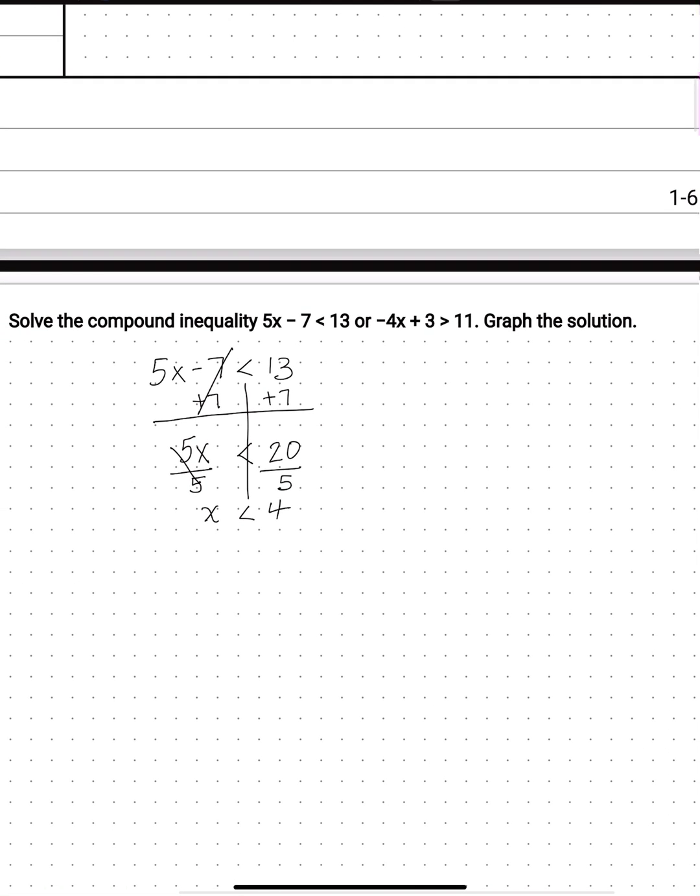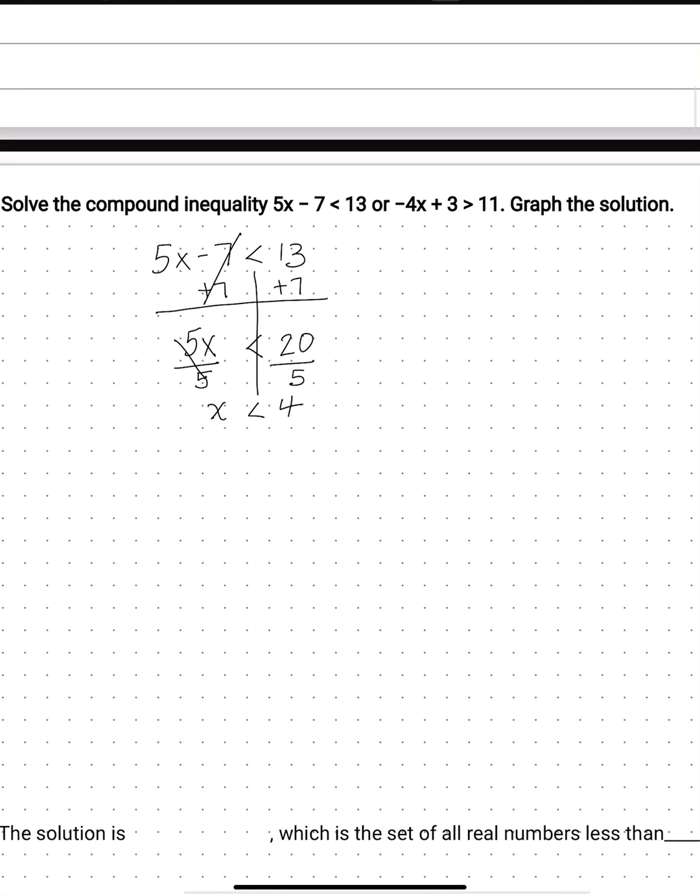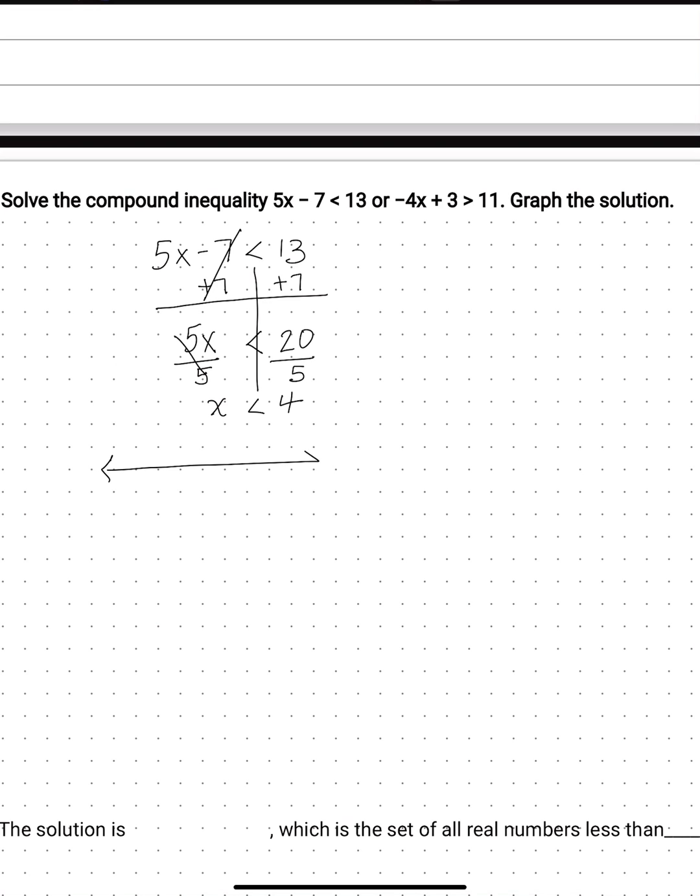So now let's sketch what that would look like as a number line. So I'm going to go ahead and add 4 to my number line. I'm going to go ahead and put a value, the one that comes after and the one that comes before. So the less than symbol tells me it's going to be an open circle at 4. Less than is everything to the left. So 3 is less than 4.